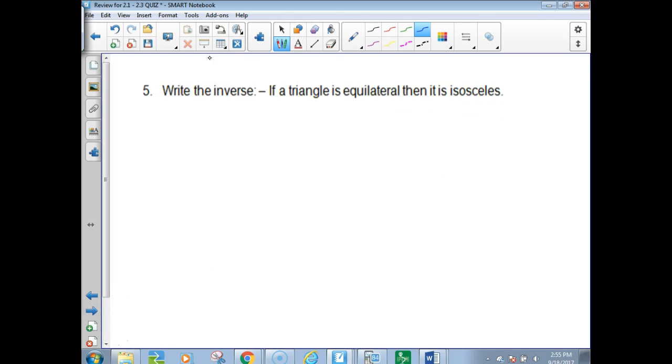Okay, 5, the inverse. If P, then Q is the regular conditional. If Q, then P is the converse. The inverse is not P, then not Q. So we want to negate the hypothesis and the conclusion. Does someone want to tell me a way to write this in inverse form? Come on, I have somebody who knows how to do it. They're just going to tell me. All right, I should know. Go, Evan.